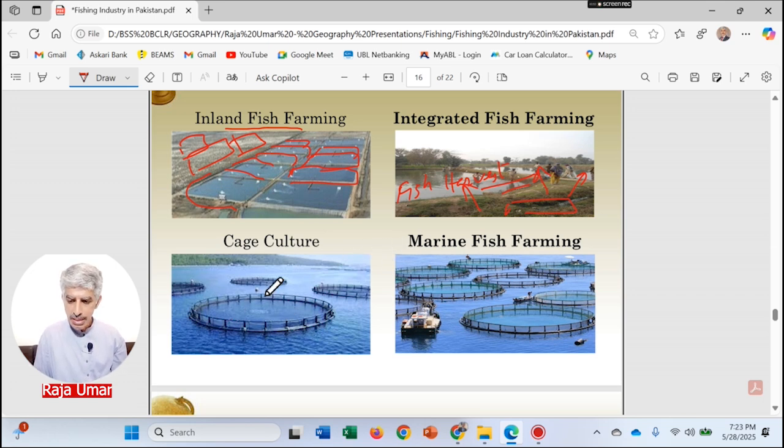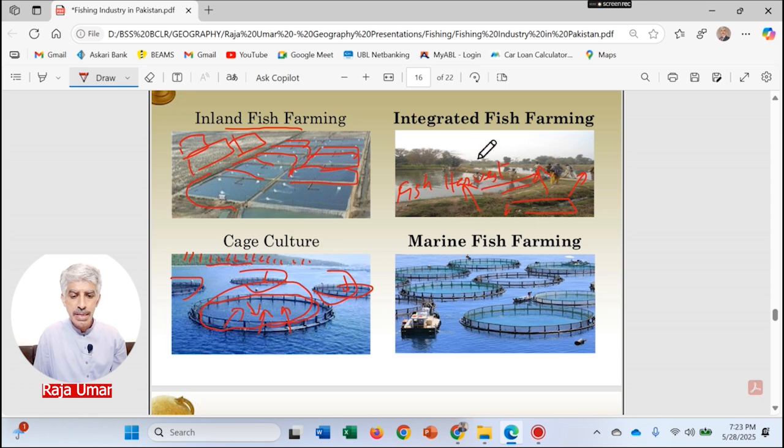So here you can see this is a river, not too wide. We can see the land in the background. These cages are placed in the water and the fish is reared in those cages. Baby fish is brought over here and it is fed by the fish farmer in all those cages. And when this fish grows to the optimum size, through these cages those fish are caught and they are sold into the market. So that is the cage culture.